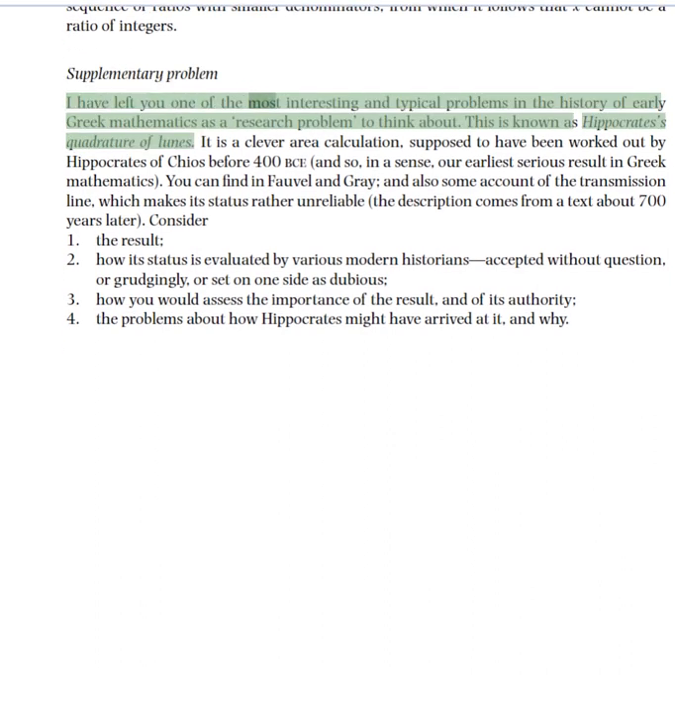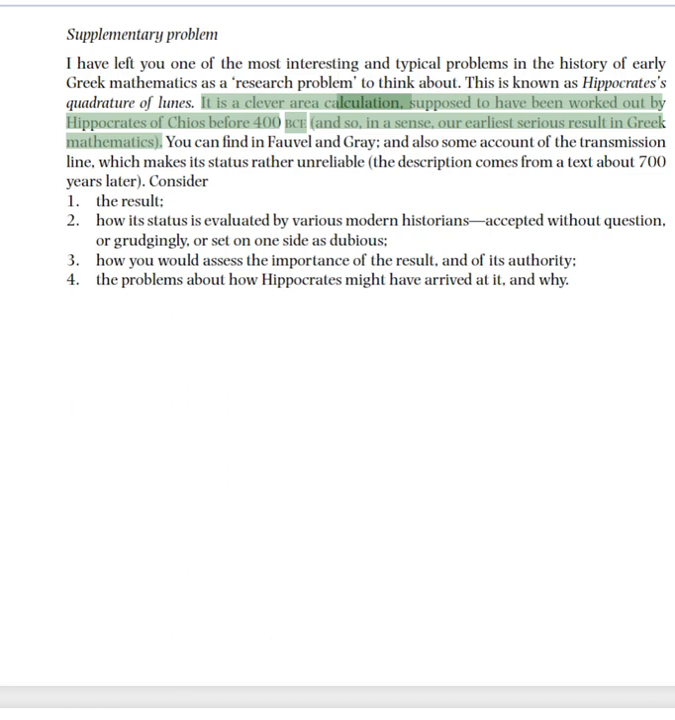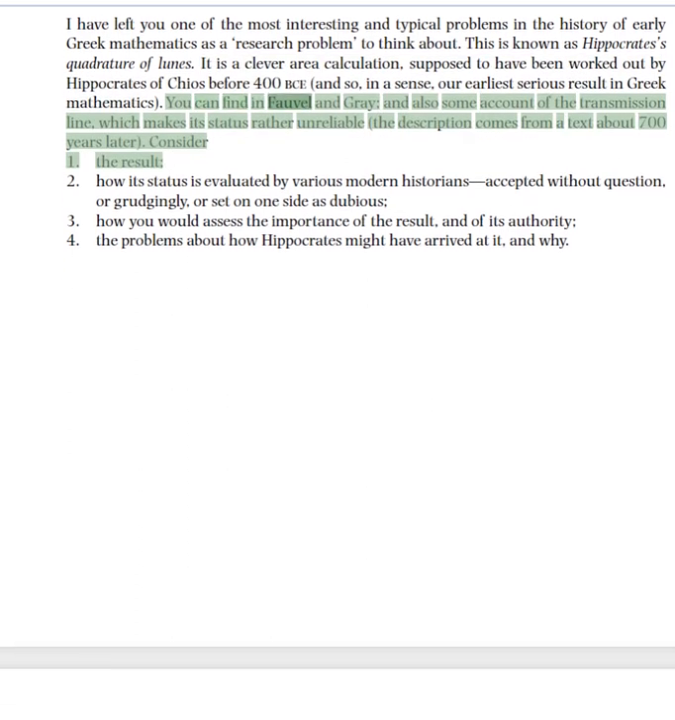Supplementary problem. I have left you one of the most interesting and typical problems in the history of early Greek mathematics as a research problem to think about. This is known as Hippocrates' quadrature of lunes. It is a clever area calculation, supposed to have been worked out by Hippocrates of Chios before 400 BCE. You can find it in Fauvel and Gray, and also some account of the transmission line, which makes its status rather unreliable.